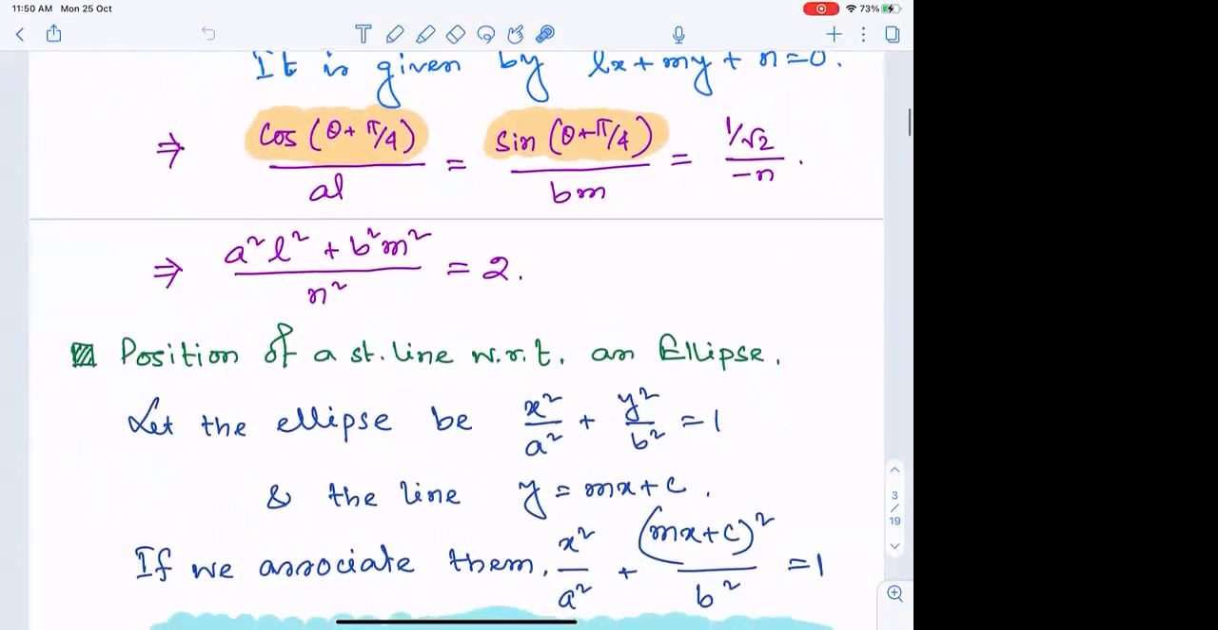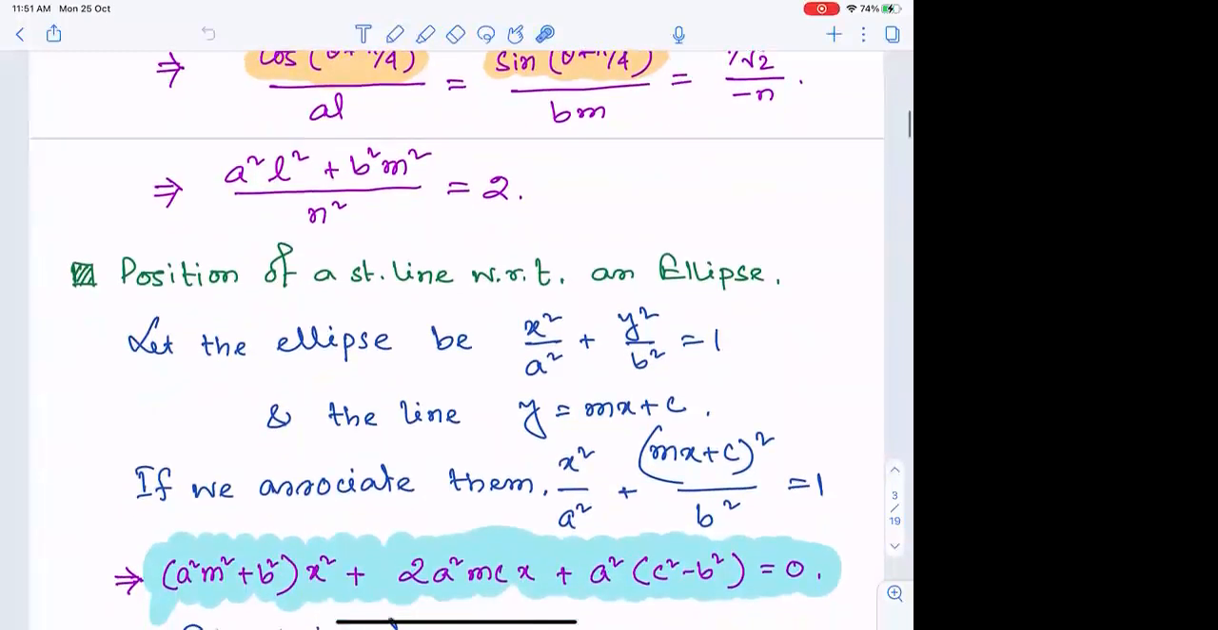If we associate these two, we will get x squared by a square added with (mx plus c) whole squared by b square is equal to 1. Multiplying with a square b square, we can transform this into a quadratic in x. That is (a squared m squared plus b square) into x square plus 2a square mc into x plus a square into (c square minus b square) is equal to 0.